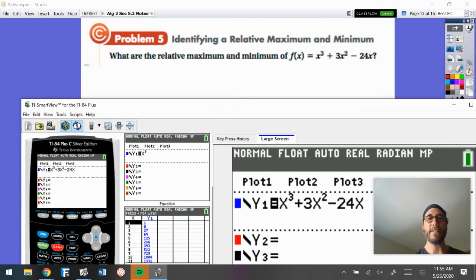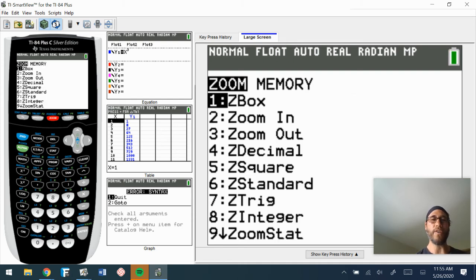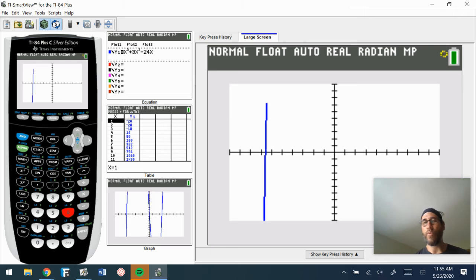Okay, and what do they ask us to do? What are the maxes and mins? Okay, so now we're going to go zoom. Remember, it's always best to graph our functions as zoom 6 in that standard viewing window. All right, let's see what we look like here.